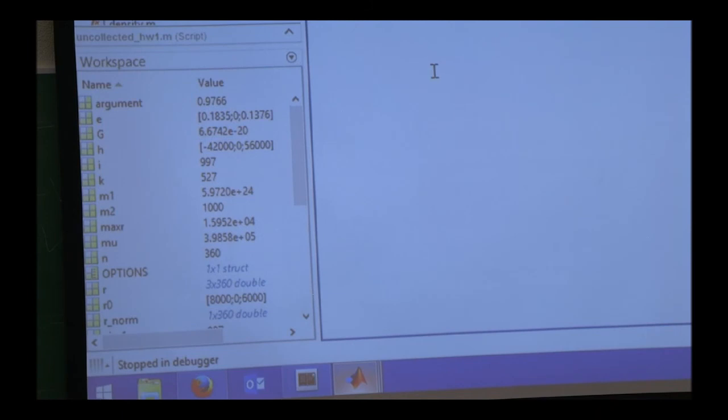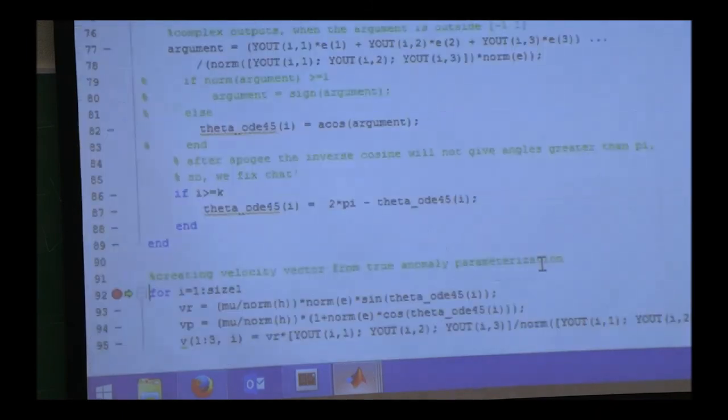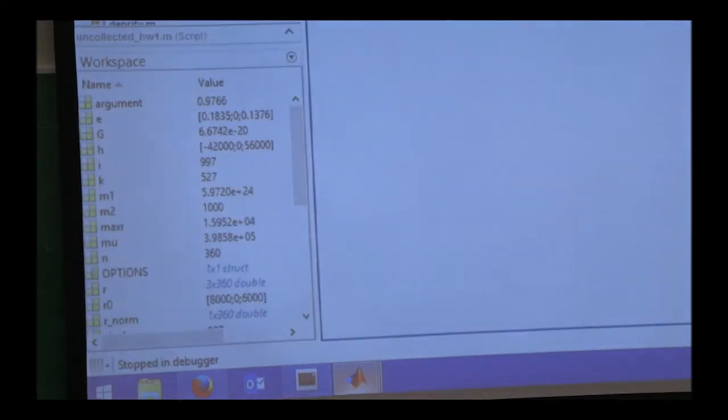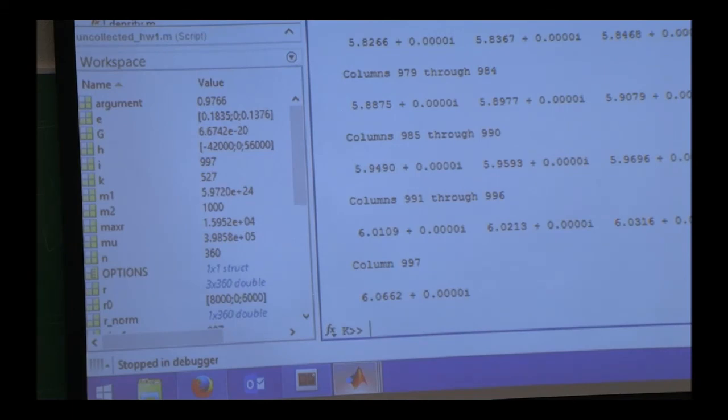What did I call that? Theta, the theta ODE 45. So these should be the true anomalies that correspond to the positions that the ODE 45 gave me. See? That's great. I have complex true anomalies. Because that function sees something slightly bigger than 1 at some point because of numerical errors. It may be 1.000000001, and it gives you a complex theta. And so that is something you find out only if you debug, believe me.